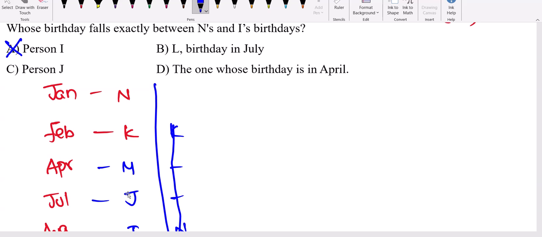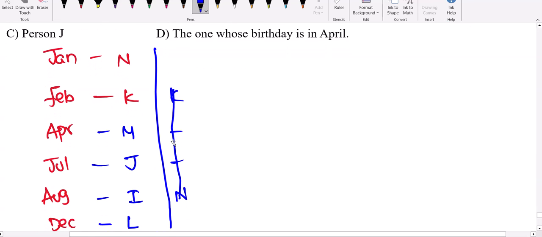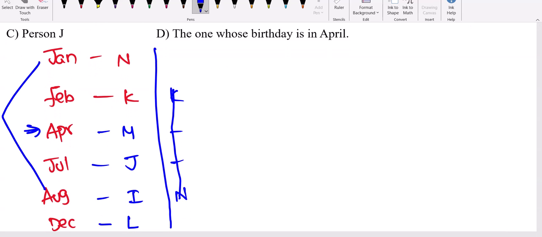The one whose birthday is in April, that's also okay. The L birthday is on July, no. Whose birthday falls exactly between N and I? Exactly between means exactly in the middle. N here, I here, right? Some people will argue J is also between, fine, but not exactly between. Exactly between is in the middle of those two. The middle of those two is M.